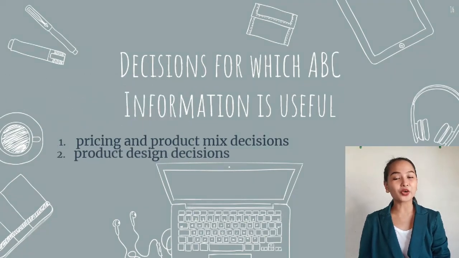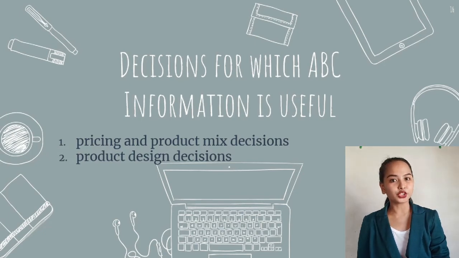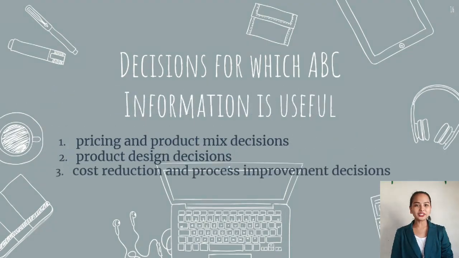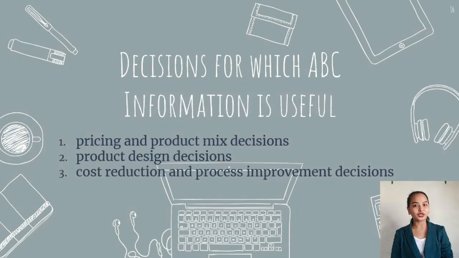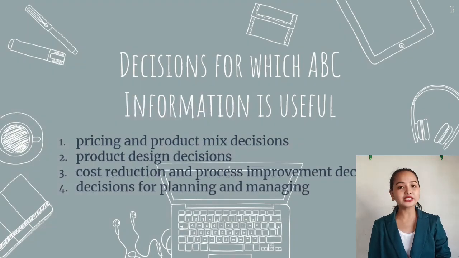Second, it influences product design decisions in the sense that it gives better options for the cost decisions for raw materials used, labor, and what type of machinery is suitable for each product. Third, the ABC method is the most accurate in allocating cost, and therefore, implementing this method will reduce cost and lead to process improvement. Therefore, based on that information, the ABC method helps in the decision for overall planning and management.